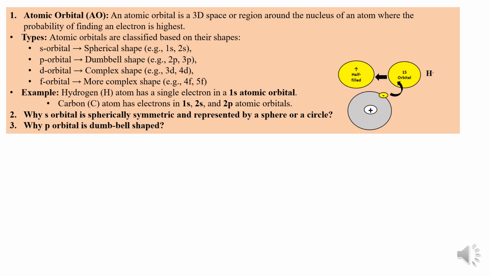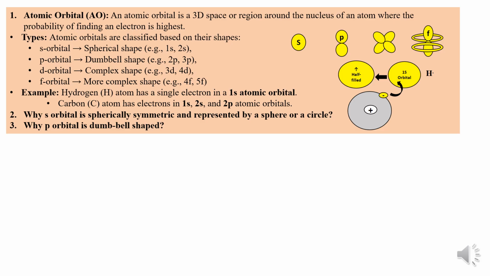And there are four types of atomic orbitals, and these atomic orbitals are classified based on their shapes. S orbital is spherically symmetrical shape, example 1s and 2s orbital. P orbital is dumbbell shaped, example 2p, 3p, 4p, and so on. D orbital is a bit complex, it is double dumbbell shape or butterfly shape, while the F orbital has a much more complex shape, examples will be 4f, 5f and 6f orbitals. Now hydrogen atom has a single electron in a 1s atomic orbital, while carbon atom has a total of 6 electrons present in the 1s, 2s and 2p atomic orbitals.